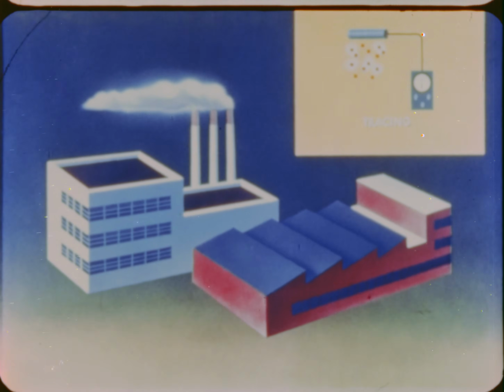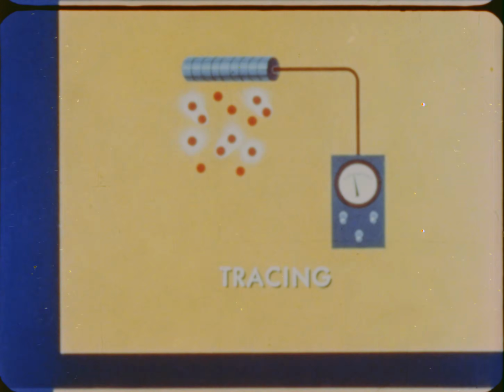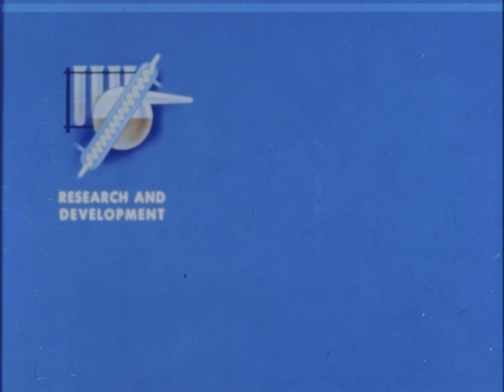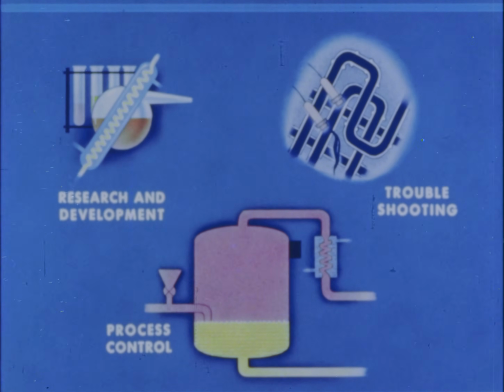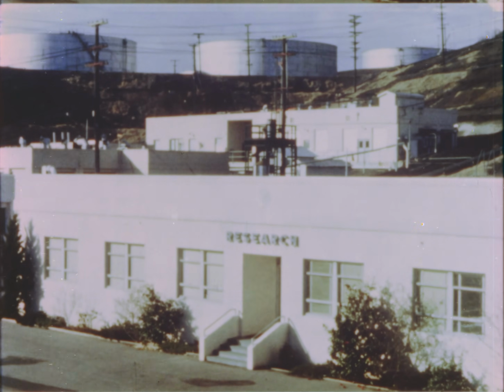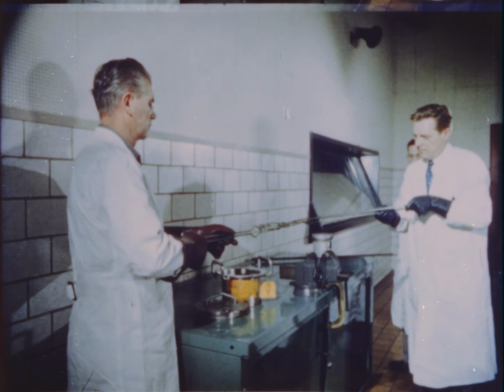A third use of radioisotopes lies in the field of tracer applications, made possible because radioisotopes can be detected selectively and quickly, even in concentrations far below those levels permitted in ordinary drinking water. Tracer techniques are widely used in research and development, troubleshooting, and process control. The petroleum industry has pioneered many important research uses.